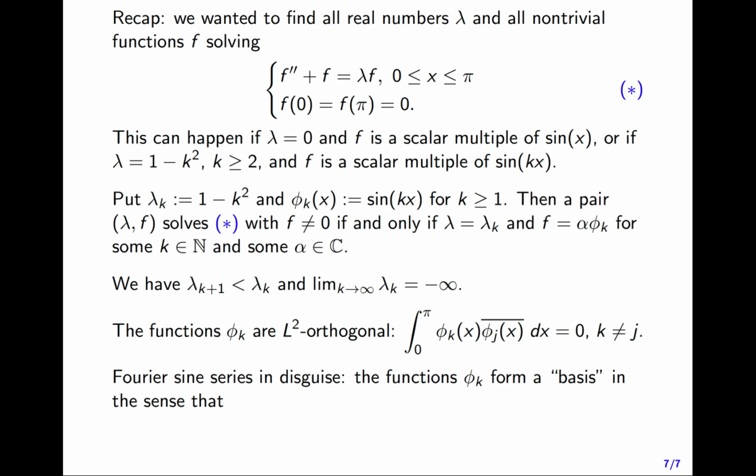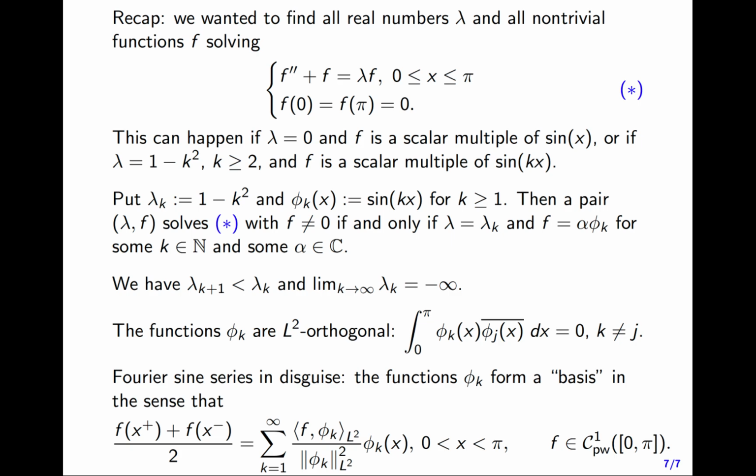Perhaps even more remarkably, these functions phi k are part of the Fourier sine series for a function on the interval 0 to pi. So these functions phi k form a basis for a rather general function space on the interval 0 to pi in the following sense. Namely, you can write the average of the left and right hand limits, f of x plus f of x minus over 2, for a given piecewise continuous function on the interval 0 to pi, as the following kind of funky sum: the sum from k equals 1 to infinity of the inner product of f with phi k in L2 over the L2 norm squared of phi k, times phi k of x. This is just a fancy way of writing a Fourier sine series for f, given that the phi k's are all sine of kx's.